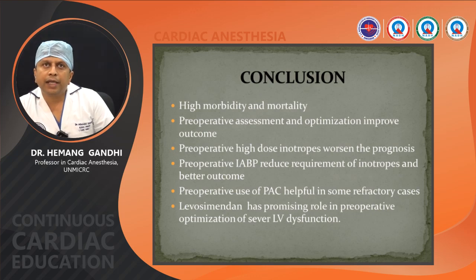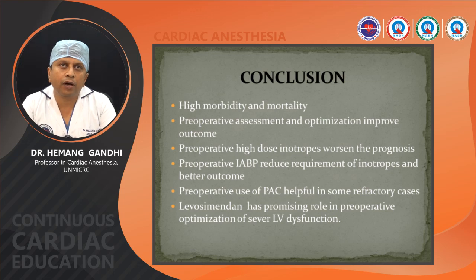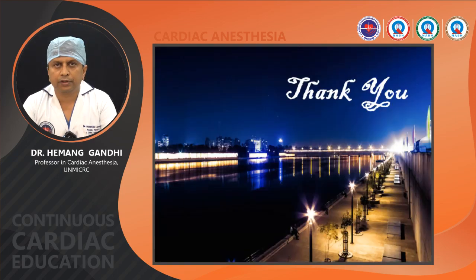So I am concluding my talk. To the patient with severe LV dysfunction, when presented for surgery, it carries very high morbidity and mortality. Preoperative assessment and optimization improve the patient's outcome. Preoperative high dose inotropes worsen the prognosis of the patient. Preoperative IABP reduces the requirement of inotropes and gives better outcome. Preoperative use of pulmonary artery catheter for cardiac output assessment is helpful in some refractory cases, and levosimendan has a promising role in preoperative optimization of severe LV dysfunction. Thank you.